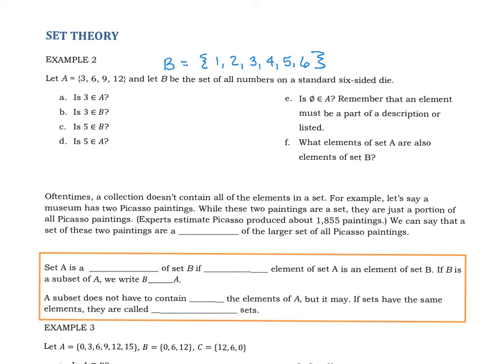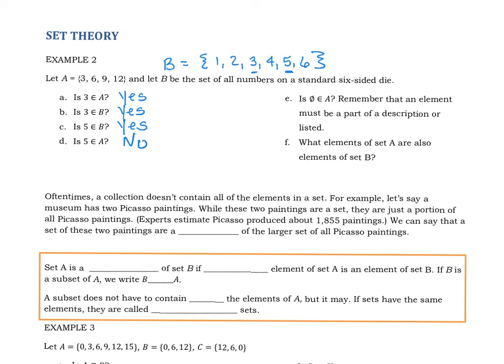Okay, so let's answer the questions. Is 3 an element of A? Well, I see it listed there, so yes. Is 3 an element of B? Well, I see it listed there, so yes. Is 5 an element of B? Well, there it is, so yes. Is 5 an element of A? No, I don't see 5 listed.